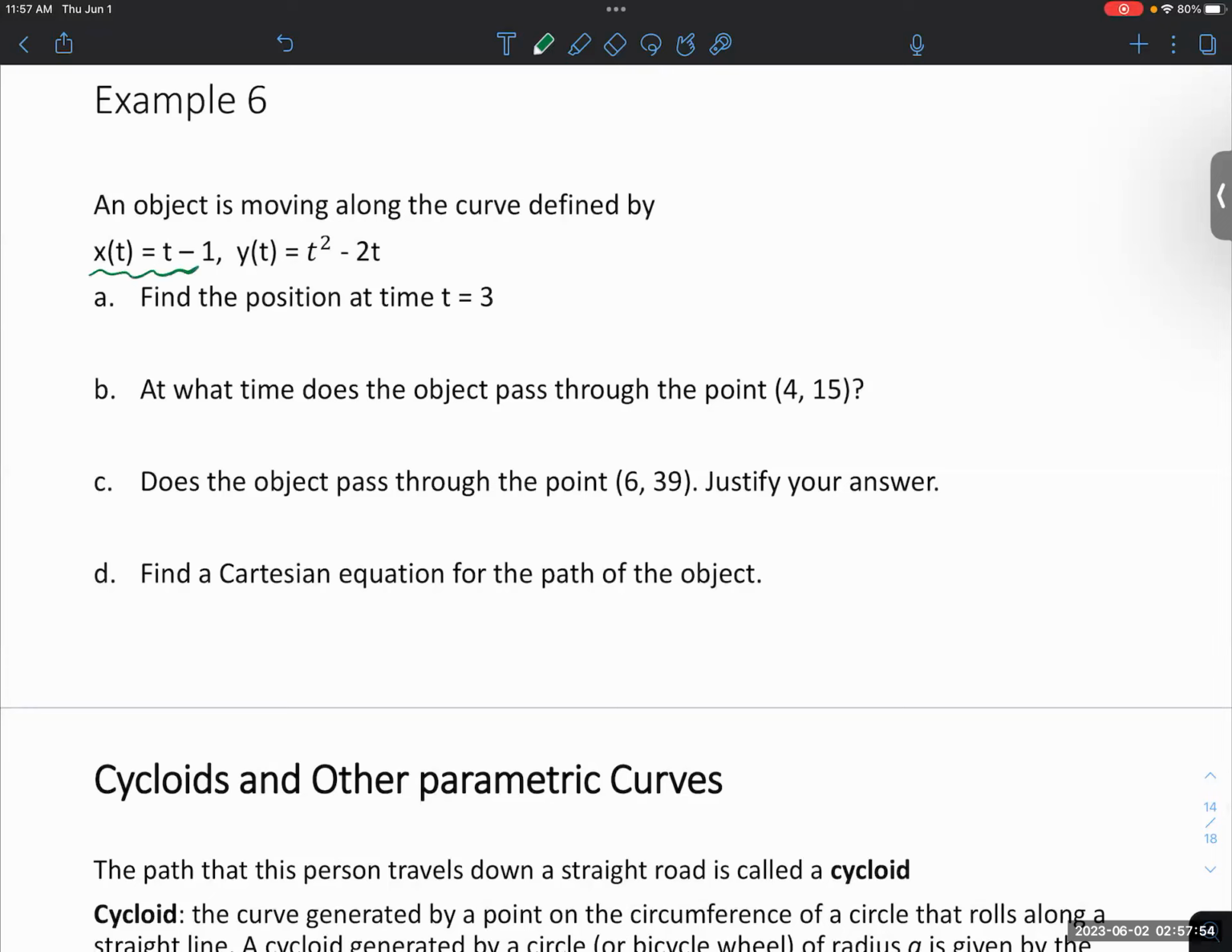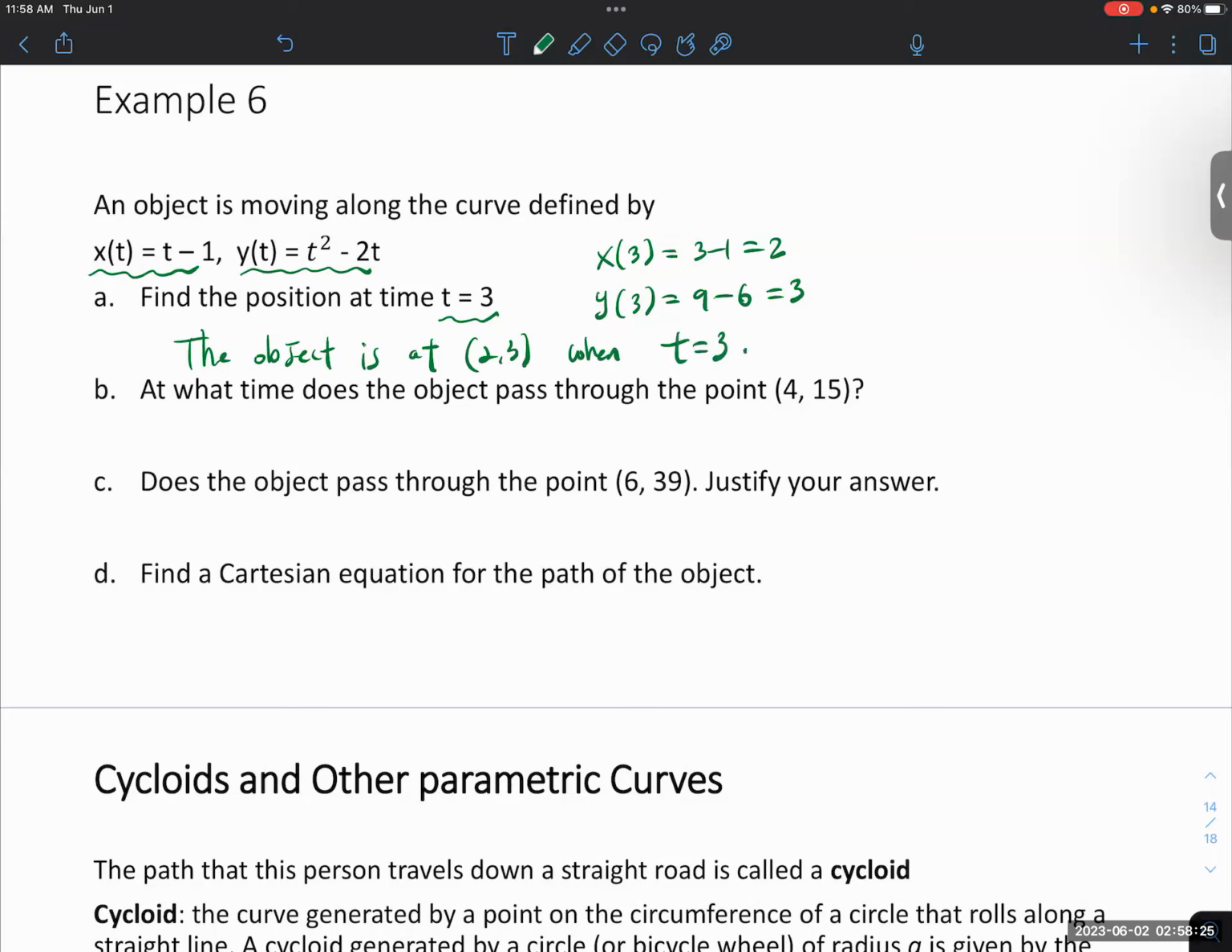So x and y functions in terms of t are given. Letter A, B, C, D. Find the position when t equal to 3. So simply, you're going to plug in: x of 3 is 3 minus 1, 2; y of 3 is 9 minus 2 times 3, which is 6, so 3. So we have the object in this context at (2, 3) when t equal to 3. Does it make sense? Yes.